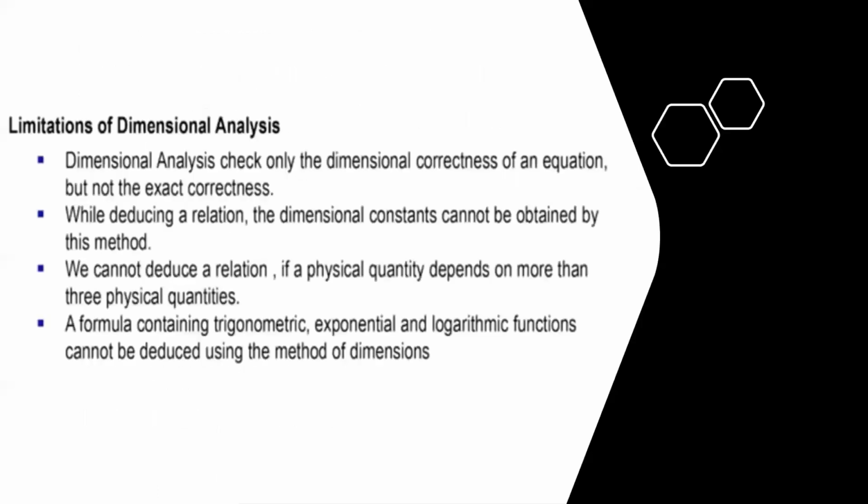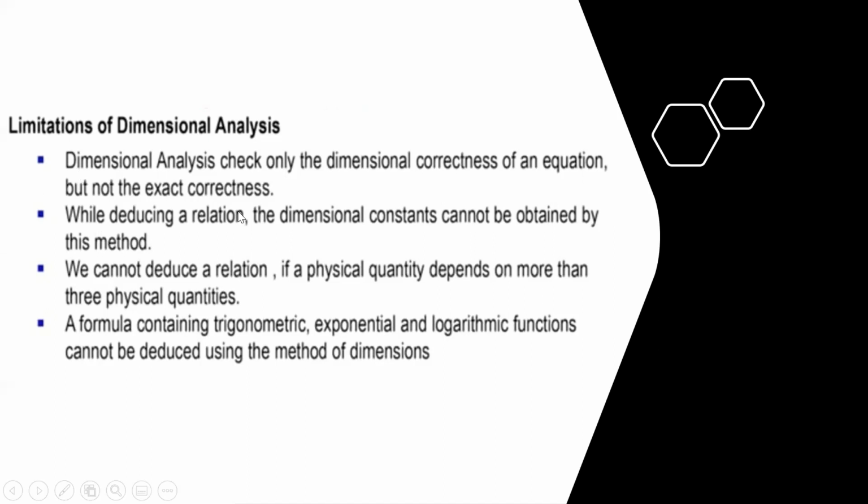Now let us see finally the limitations of dimensional analysis. Dimensional analysis checks only the dimensional correctness of an equation, but not the exact correctness. As I told before, if it is dimensionally correct, the equation can be correct, but we are not sure it is correct. There may be a constant. There may be more terms with the same dimension. So we cannot be sure whether the equation is correct or not.